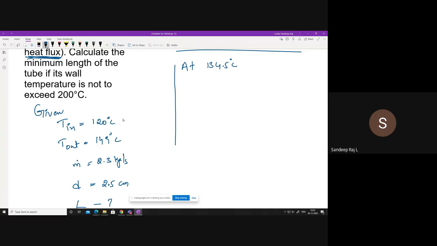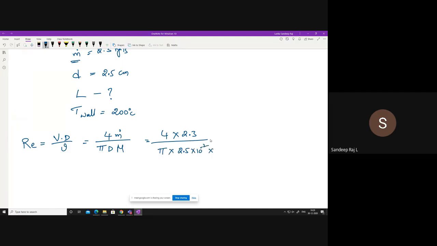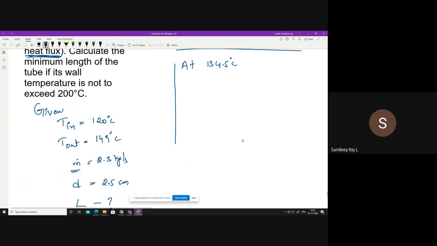You have to check the Reynolds number values. You have to calculate the Reynolds number value. For that, you have VD by mu. This formula you can use. Since m dot is given in the question, you can use the formula 4 m dot by pi d mu. So in this, m dot is 2.3, and then pi, d value is 2.5 centimeters converted into meters, into 10 to the power of minus 2. Mu value is not known to you.